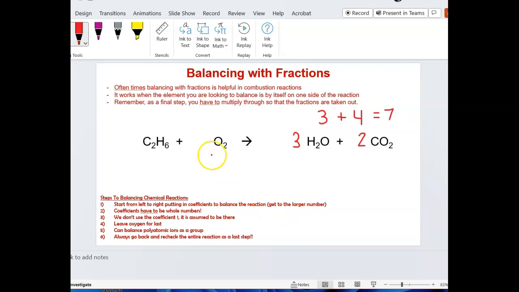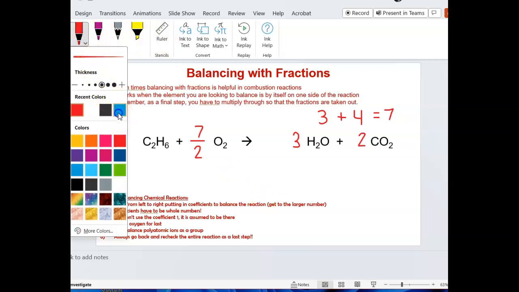To use a fraction, you take the number you need, so I need 7 oxygens, and you put it over whatever the subscript is next to the element you're trying to balance. In most cases, it will be a 2. Sometimes you may find a 3, but I'm going to put that over 2. And now it's balanced, but we can't leave it this way because our coefficients have to be whole numbers. So we have to go back through and get rid of that fraction.